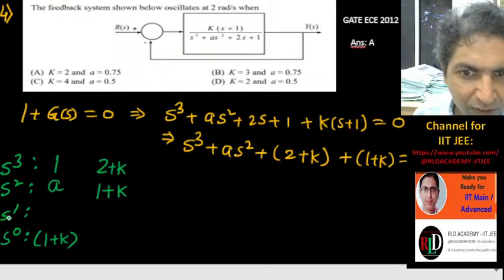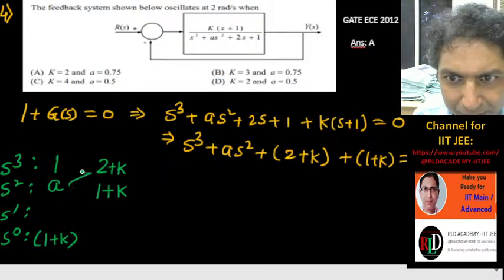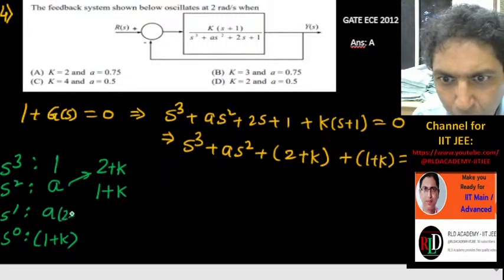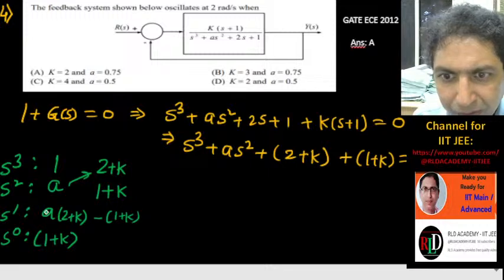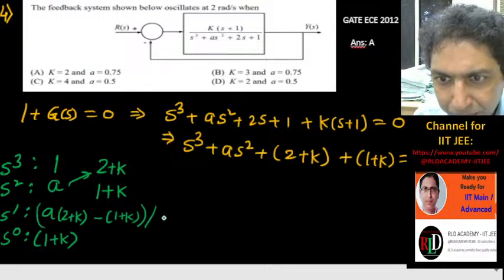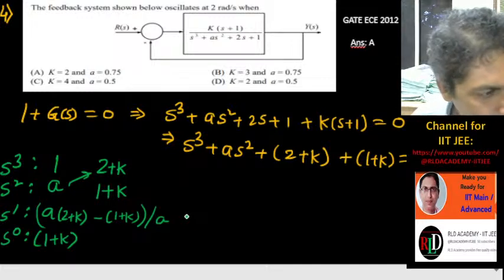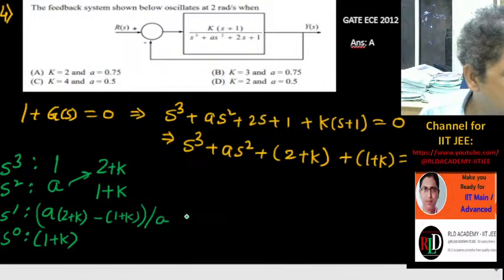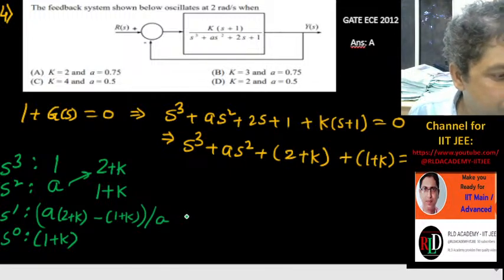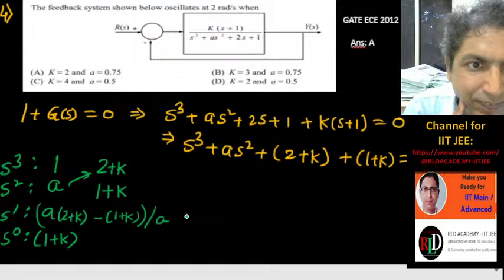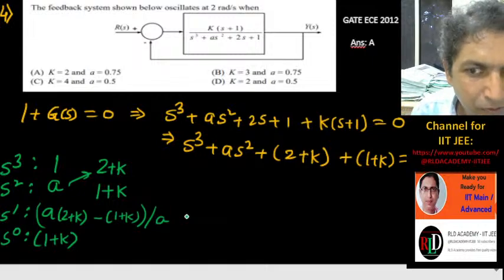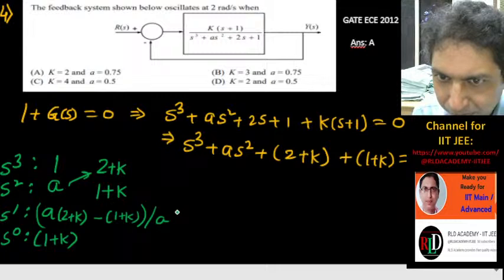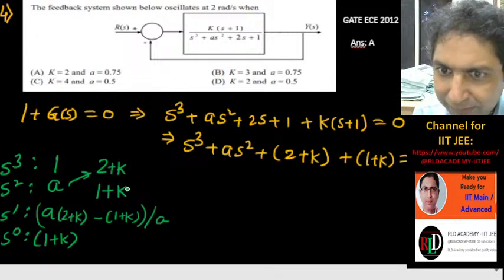So what is the coefficient of s to the power 1? This one: a into (2 plus K) minus (1 plus K), upon a. Is it fine? So that I want to make 0. I should make it 0, then only I will get these things.